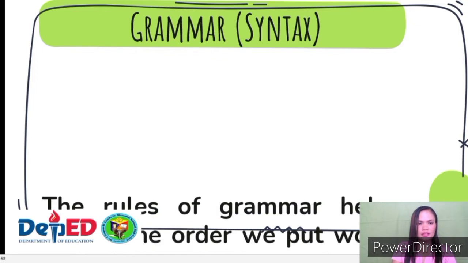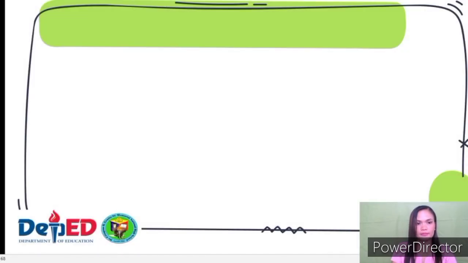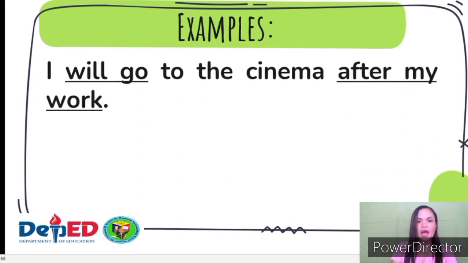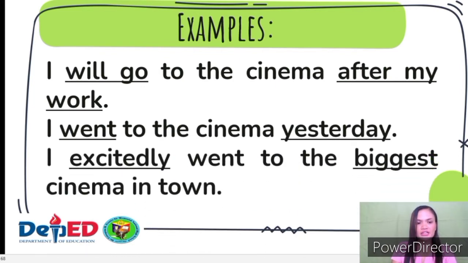Next, we have grammar or syntax. So the rules of grammar help us decide the order we put words and which forms of a word to use. Precision and vivid picture of what we are telling people can be achieved through rules of grammar as to when, where, and how the event happened, and as to how a thing looked like. Examples: I will go to the cinema after my work. I went to the cinema yesterday. I excitedly went to the biggest cinema in town.